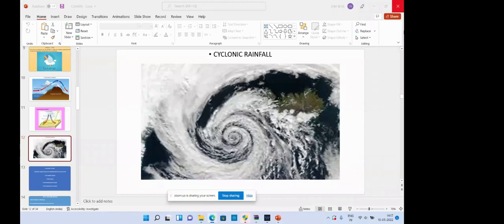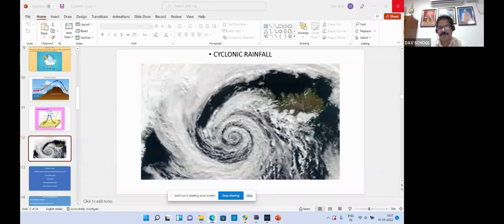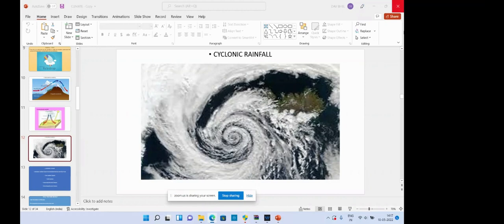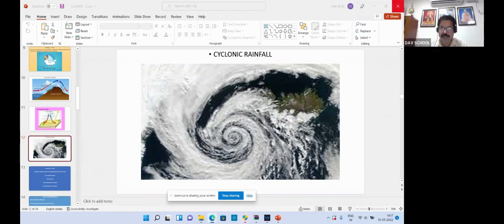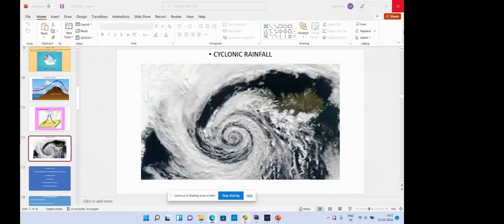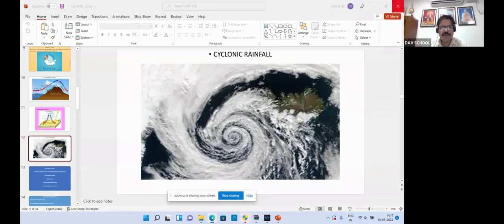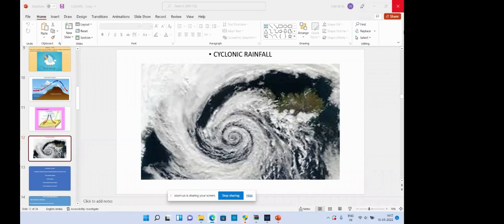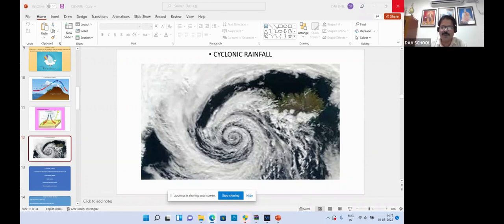And you know that this air carries a lot of moisture, because it is formed over the ocean surface. So what will happen when this air is rising up? Air cools, because we know temperature decreases with increase in height or altitude. So what will happen when the air is cooled? Tell me, step by step. Don't go to the final one.